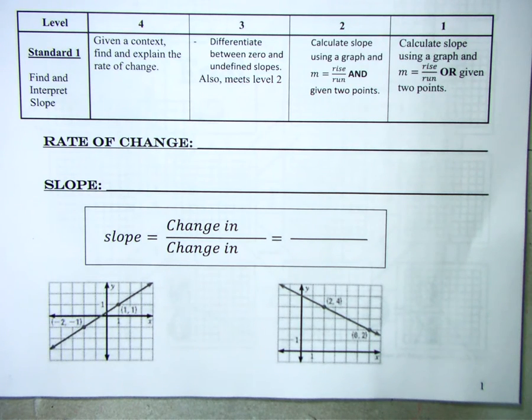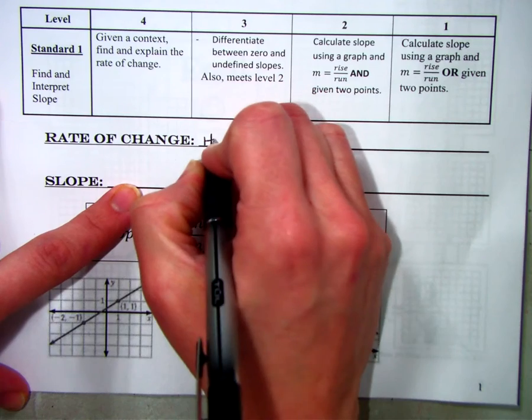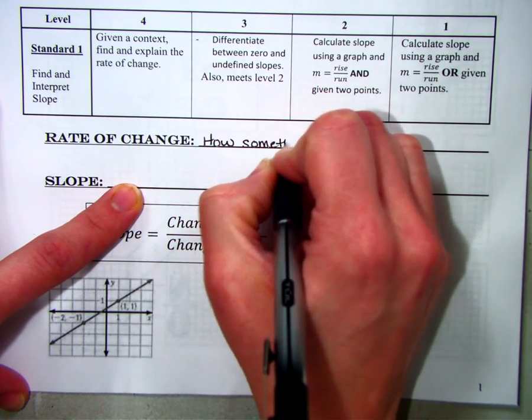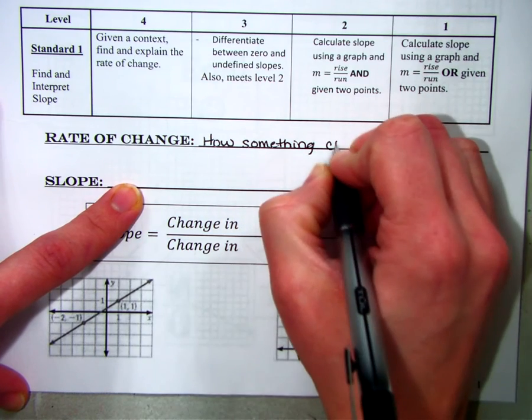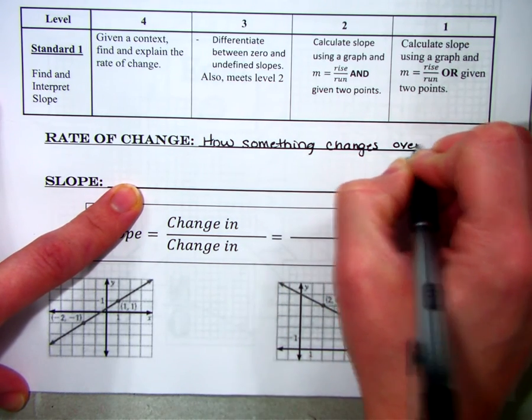So first thing is we're going to just fill in some vocabulary. The first one is a rate of change. The rate of change is how something changes over time.